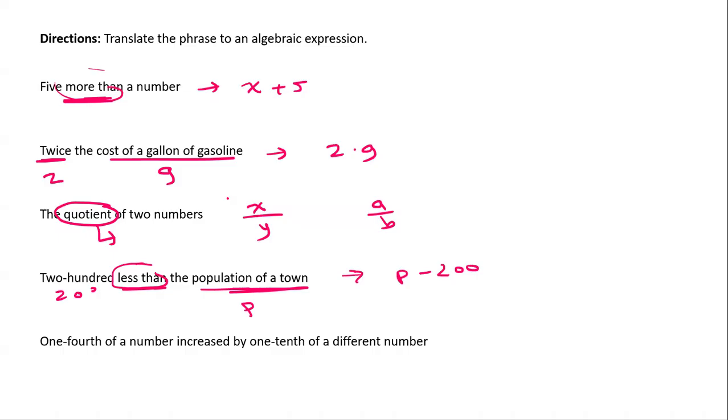All right, and then the last one here. 1/4 of a number increased by 1/10 of a different number. So 1/4 of a number, so it'll be 1/4. Again, it doesn't matter what letter you pick. Let's say X or R. So 1/4 of a number, and then increased means to add, right? Increase means to add, and then 1/10 of a different number. So it can't be X, so we can pick Y or R or whatever letter you want. So this will be 1/4 of a number increased by 1/10 of a different number. And then that will be your answer there.